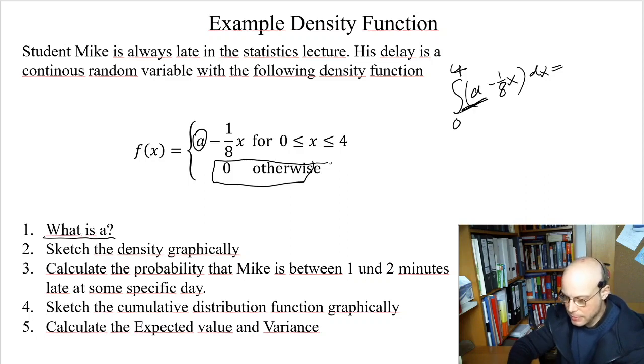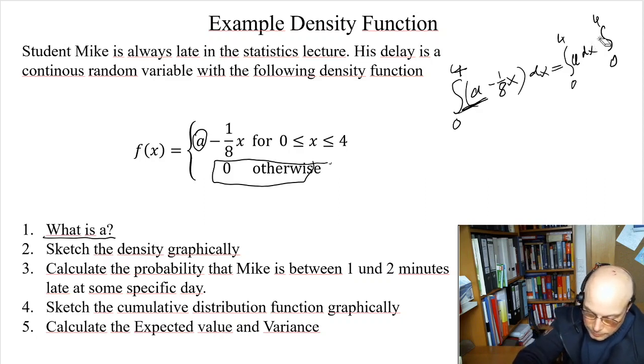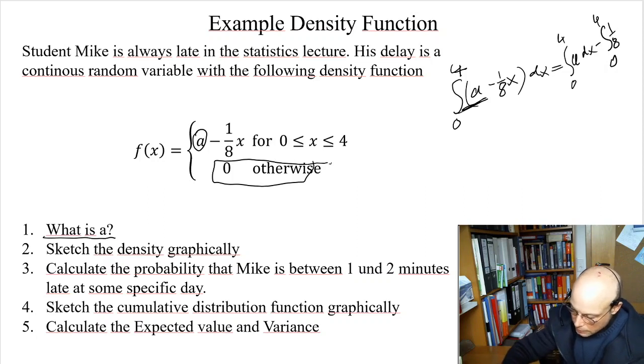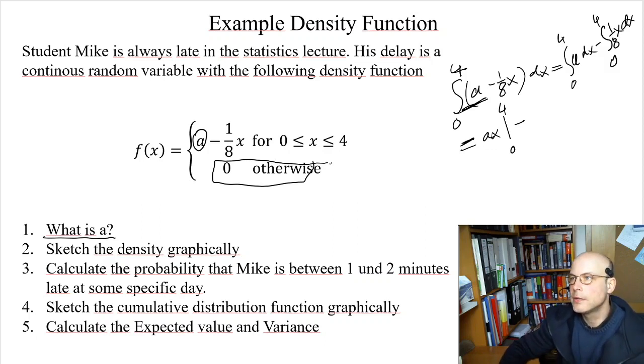Well, here we have a constant. If we integrate a constant, this just means that we have to calculate the integral of a dx, plus the integral over 0 to 4 of minus 1 over 8 times x dx, and this is then ax from 0 to 4 minus, what is the integral over x?